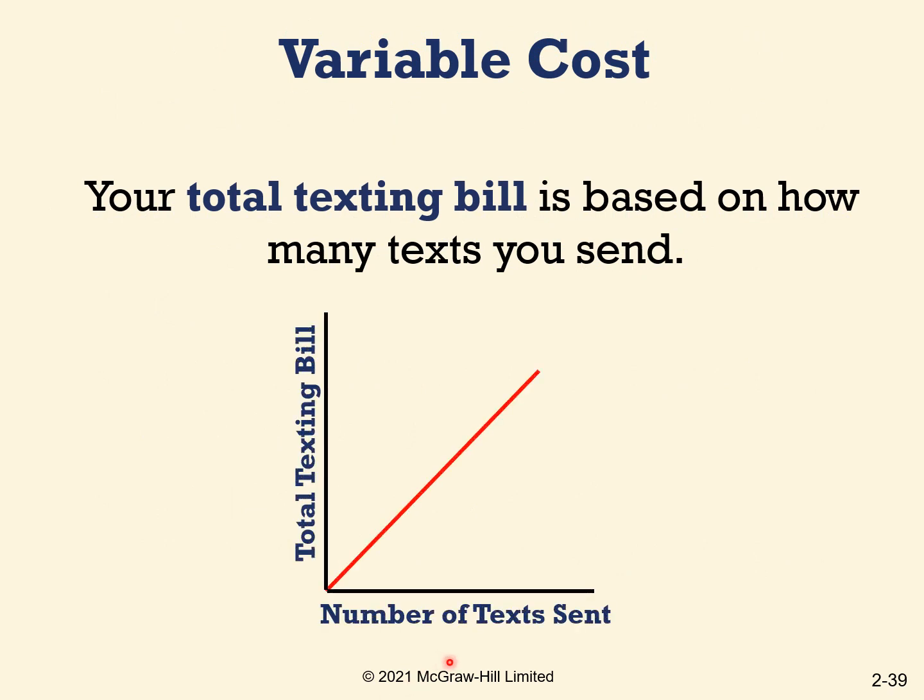So let's first look at variable costs. Like I said, a variable cost will change depending on the activity. The example here is your total texting bill is based on how many texts you send. So think back to if you remember having minutes on your phone, where let's say every text costs you, I don't know, 5 cents to send. So the total texting bill you would have is going to change for the number of texts you send. If it costs 5 cents to send a text and you send 5 texts, well, that's 25 cents. If you send 6, that's 30. It's going to keep going up the more your activity changes.